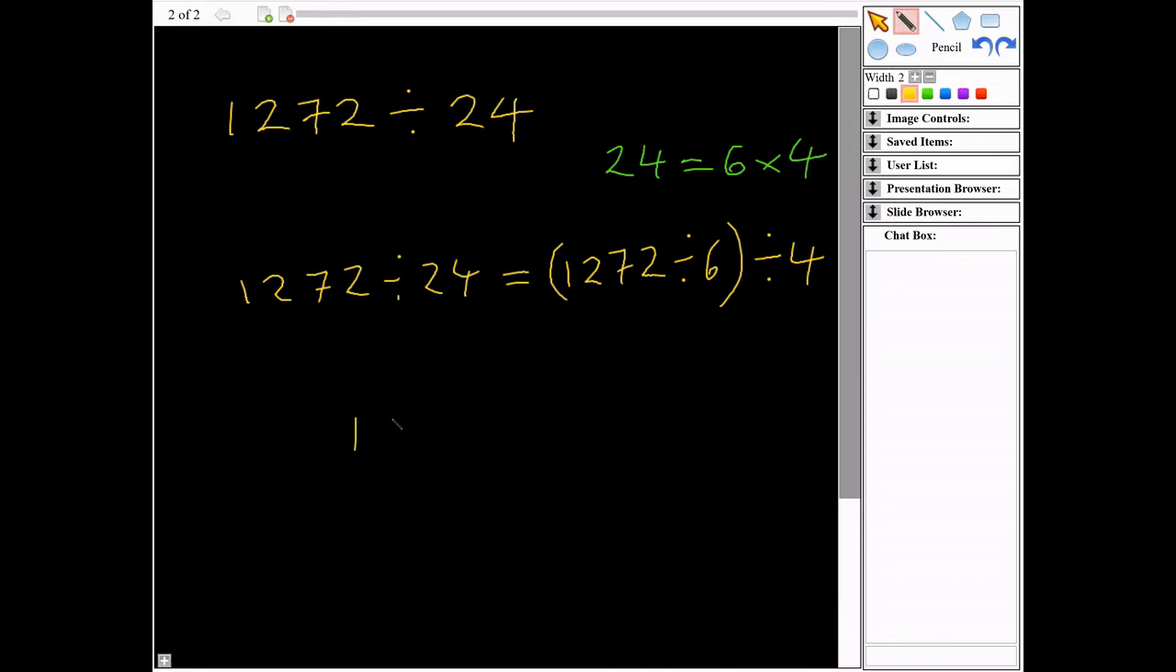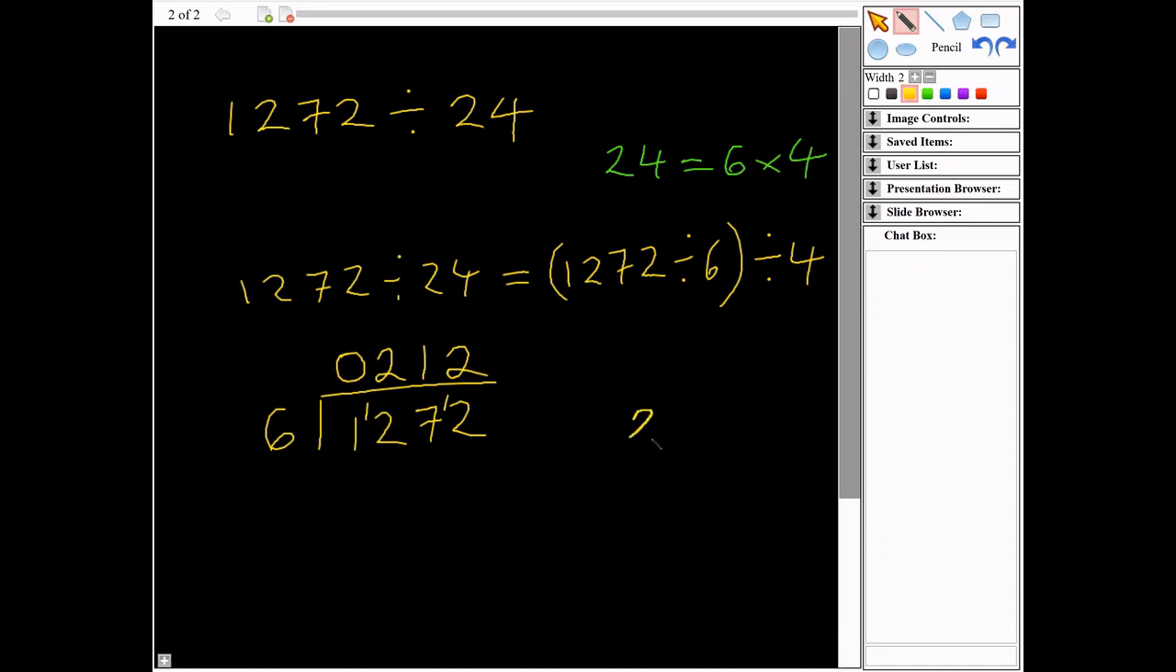So if I do 1,272 and I first of all divide by 6, 6's into 1 would go 0. I'd have 1 remainder. 6's into 12 would go 2. There's no remainder this time, so I don't need to put anything in front of the 7. 6's into 7 would go 1 time. There's 1 remainder, and then 6's into 12 would go 2. So that would give me 212.